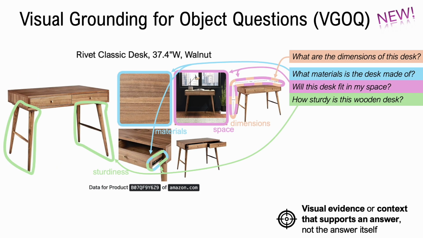For these more general object questions, we want to find visual evidence or useful context that would support or help understanding the answer to the question. Here we show some examples. In blue, what materials is the desk made of? In pink, will this desk fit my space? And in green, how sturdy is this wooden desk?